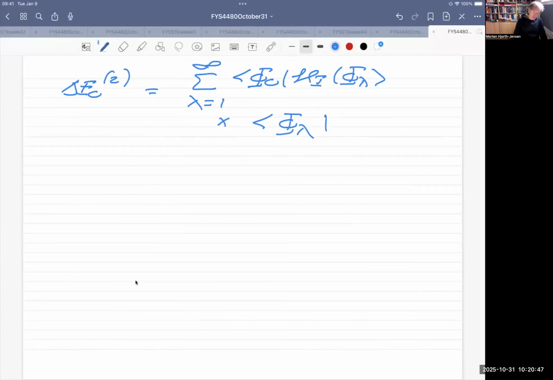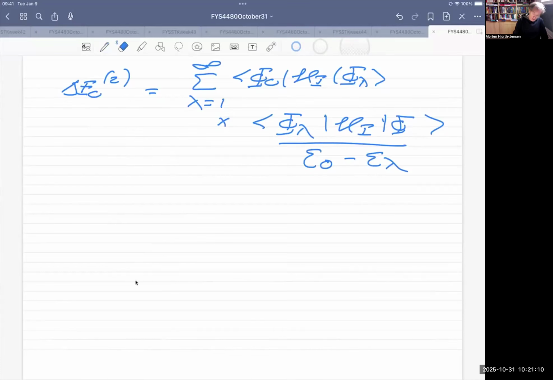And then we have the matrix elements, or the integrals, of phi 0. This is divided by epsilon 0, since we are using Rayleigh-Schrödinger perturbation theory, minus the non-interacting energy for the state phi lambda. Let me quickly correct this one, because this is going to be a 0 here.